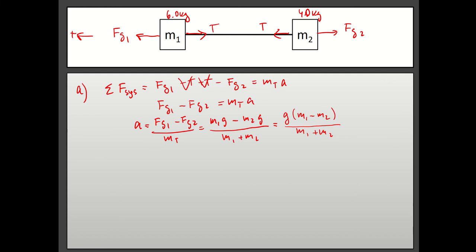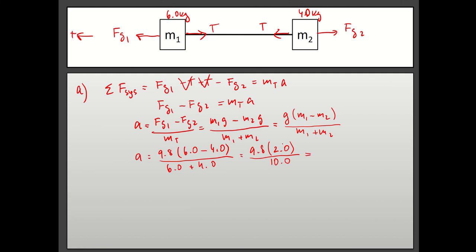So the next step is then plug in the numbers to find our A. So 9.8 for the acceleration due to gravity. M1 is 6. M2 is 4.0 over 6.0 plus 4.0. So again, follow your BEDMAS, order of operations. So we're going to end up with 9.8 times 6 minus 4 is 2.0 here, and 6 plus 4 is 10. Notice we gain sig figs on the bottom.